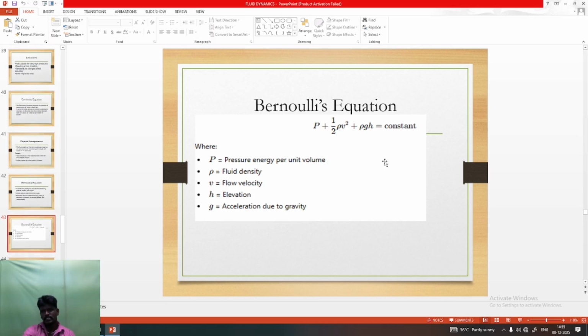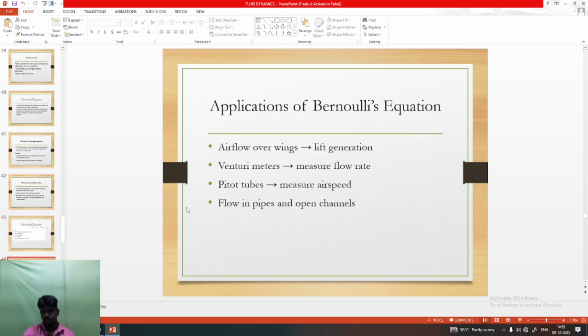Bernoulli's equation states that P plus half rho V squared plus rho g h is constant. P represents pressure, energy per unit volume. Rho is the fluid density. V is the flow velocity. h is the elevation, that is, the height from the ground level. g is the acceleration due to gravity.